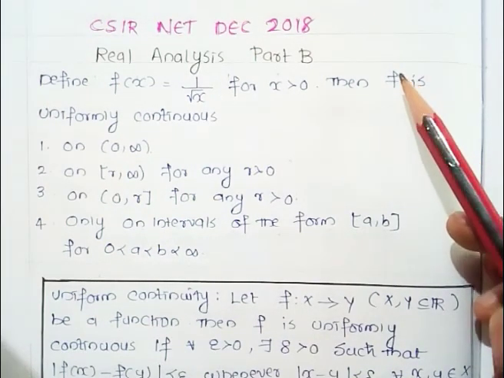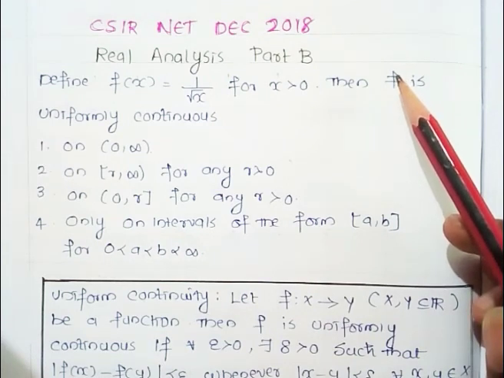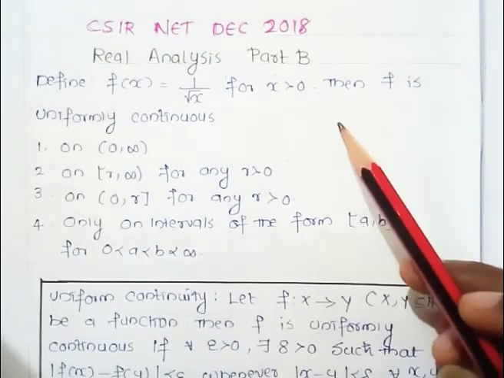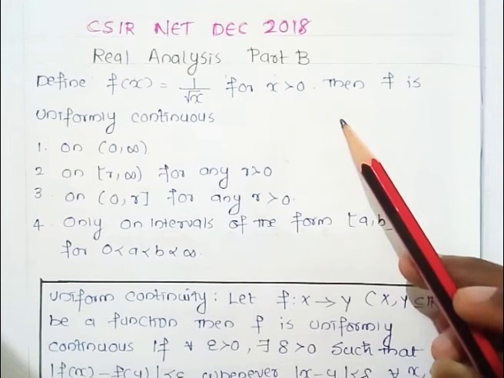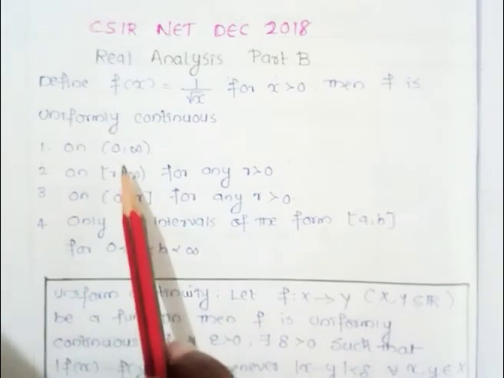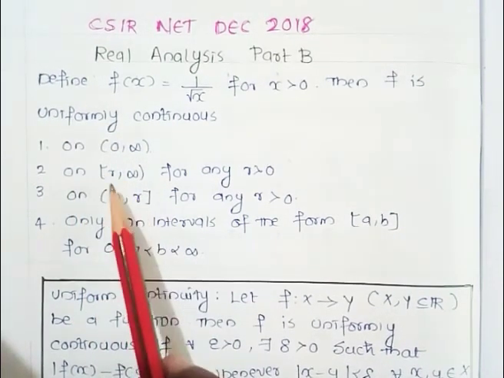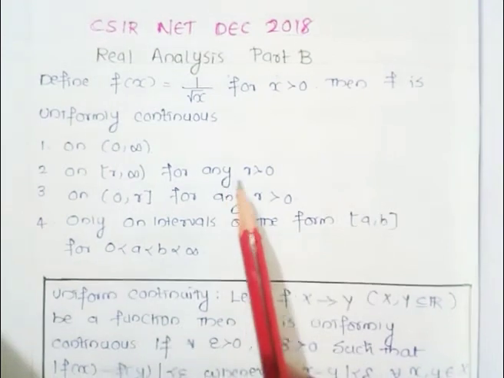Today I am discussing CSIR NET Questions, December 2018. Topic: Real Analysis. It's a Part B question. Question: define f(x) = 1/√x for x > 0. Then f is uniformly continuous. Option 1: on the interval (0, ∞). And option 2: on the interval [r, ∞) for any r > 0.